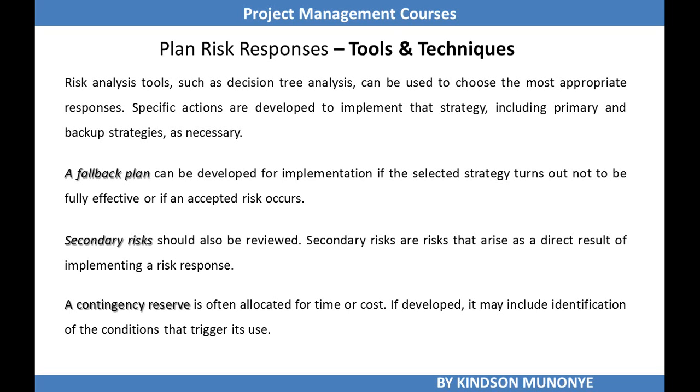What is a fallback plan? A fallback plan is a strategy, or a response plan, that is put in place in case the selected strategy did not work. Like some people say, if the first plan does not work, you now choose a plan B. So the fallback plan, let's call it a plan B. The main plan didn't work, then you choose a second plan.